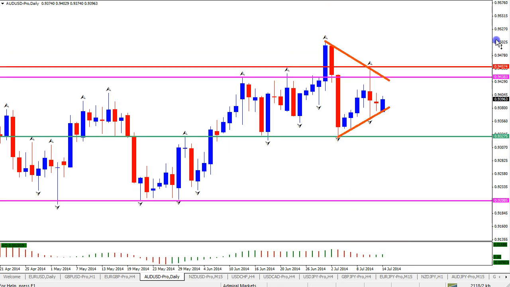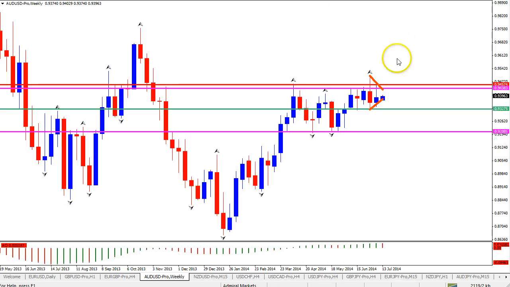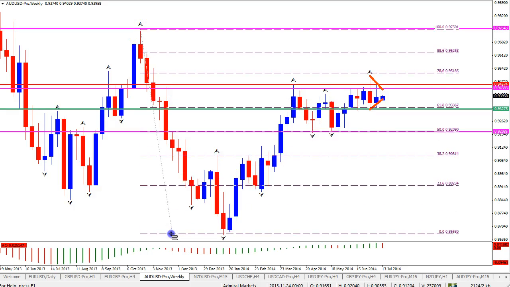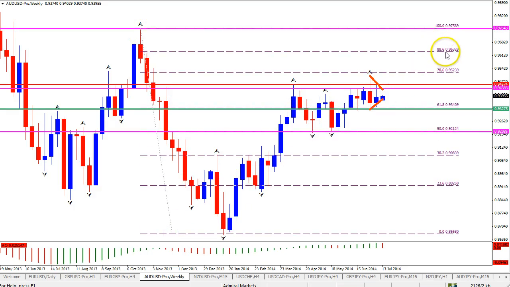If we do break to the upside, then of course we can look at the weekly chart and say, okay, what is the next resistance that we could be careful of? And obviously the 97.50 top is something to be aware of, but maybe also the 88.6 fib at 96.30.